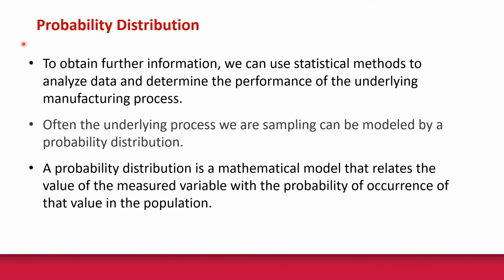To obtain further information, we can use statistical methods to analyze data and determine the performance of the underlying manufacturing process. Often the underlying process we're sampling can be modeled by a probability distribution. A probability distribution is a mathematical model that relates the value of a measured variable with the probability of occurrence of that variable in the population.